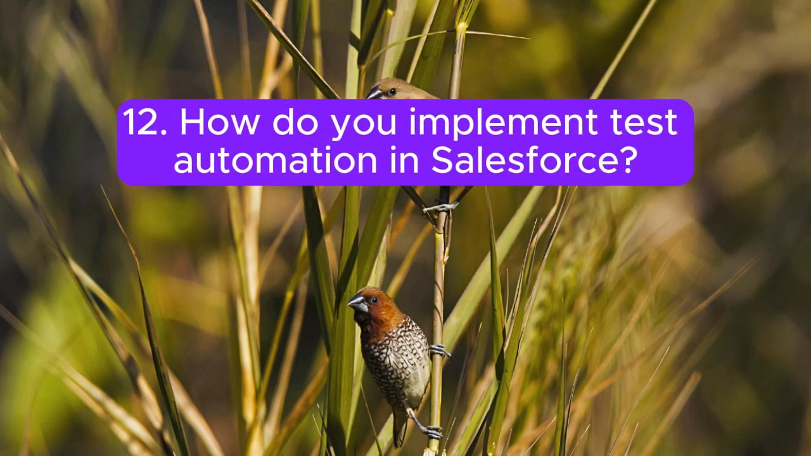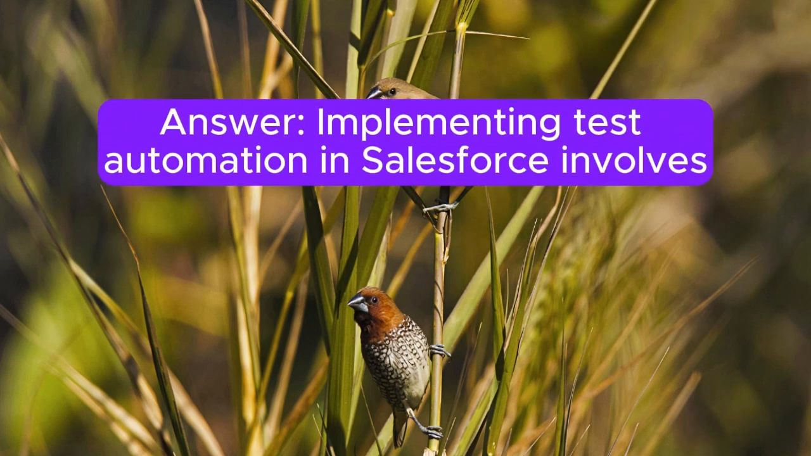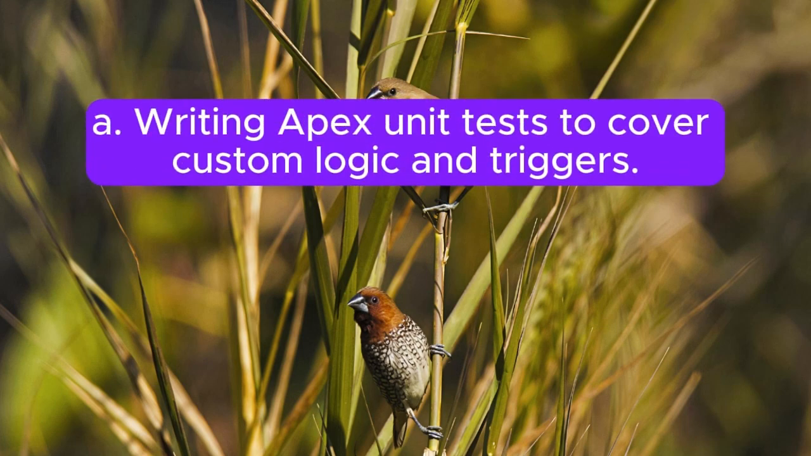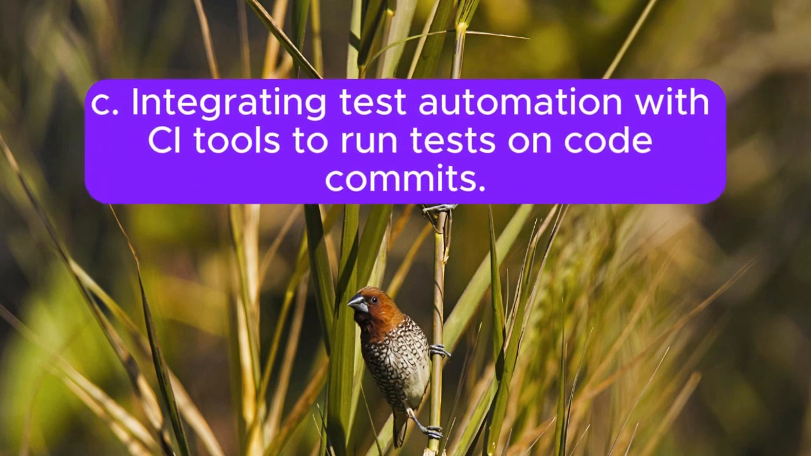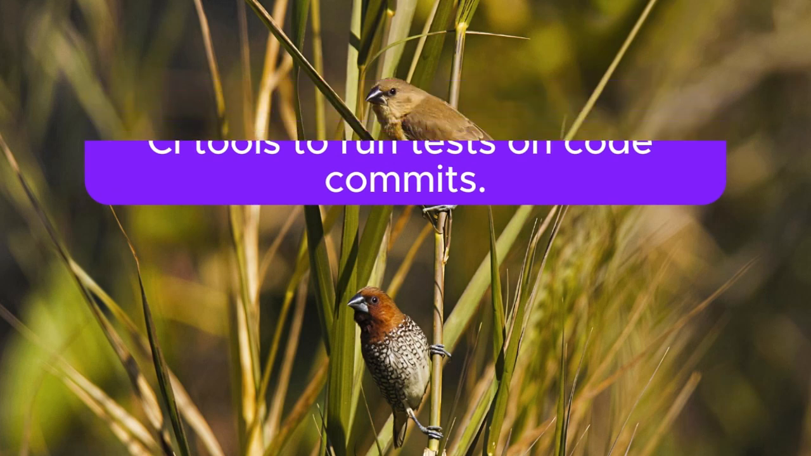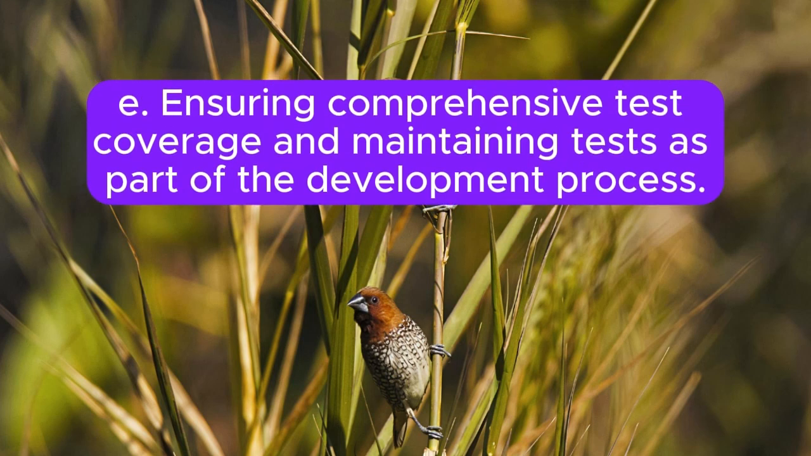12. How do you implement test automation in Salesforce? Answer: implementing test automation in Salesforce involves A. Writing Apex unit tests to cover custom logic and triggers. B. Using Selenium or similar tools for UI testing of Lightning components. C. Integrating test automation with CI tools to run tests on code commits. D. Using test frameworks like Jest for testing Lightning Web Components (LWC). E. Ensuring comprehensive test coverage and maintaining tests as part of the development process.